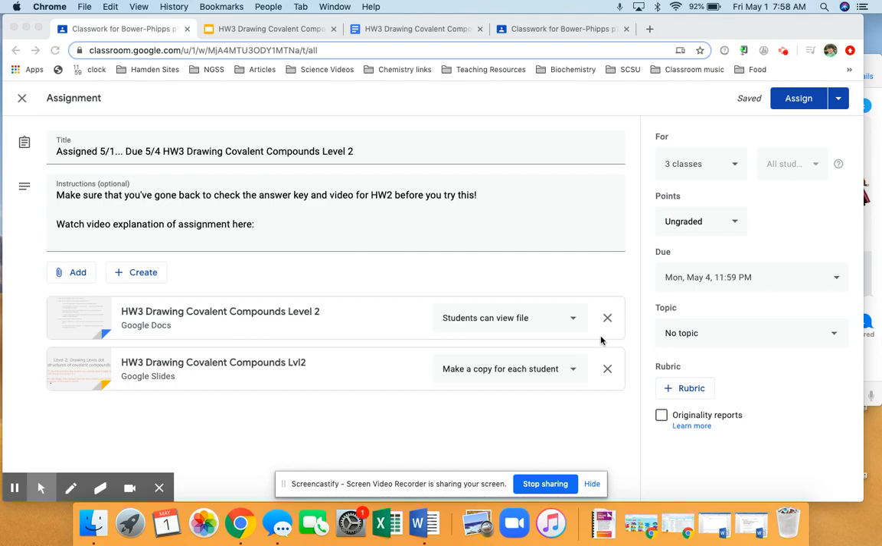Welcome, everyone, to level 2 of Drawing Covalent Compounds. This is the assignment for Friday, May 1st, that will be due on Monday, May 4th.